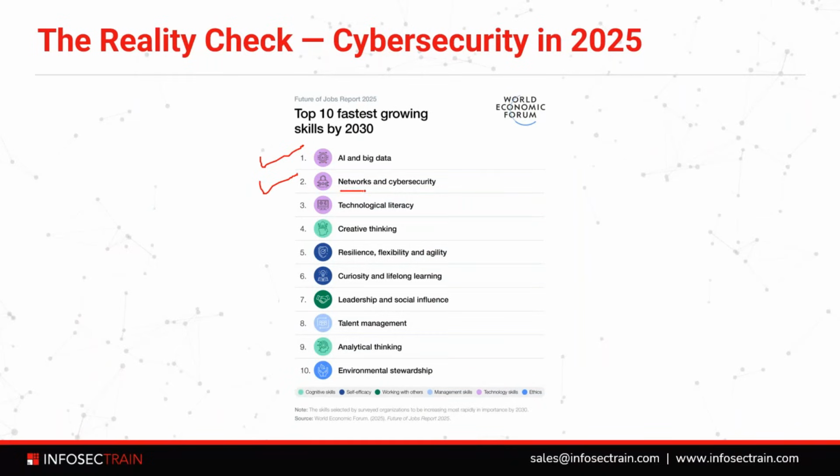Network and cybersecurity. Right, in the initial part of the class, I told you how networking is the base for your cybersecurity, right? If you don't know your underlying infrastructure, how will you protect it? So this is at number two, and you have AI and big data at number one. You can just imagine if you combine these two things, how you can use AI for cybersecurity and how you can secure the AI systems themselves, right? So both things are involved when you combine these two fields.